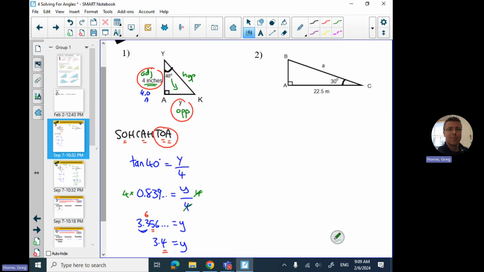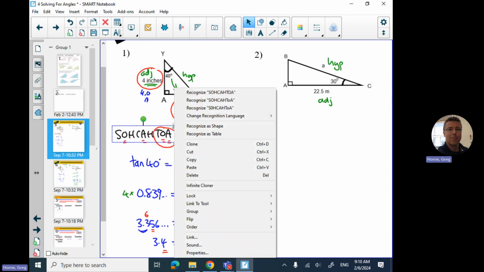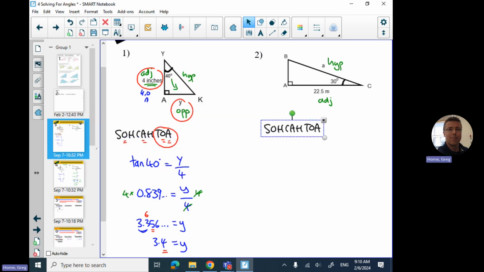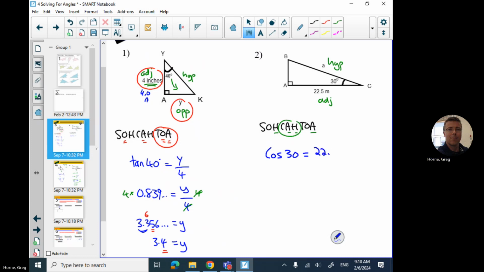And the next one here, again, let's label that hypotenuse. That's the longest side across from the 90 degree. We're actually using it in this one. And the adjacent side, the one that's beside it. So in our SOHCAHTOA, again here, we're going to identify that we have the hypotenuse and the adjacent. And so cosine stands out. We use cos of 30 degrees equals the adjacent side over the hypotenuse, which was A.